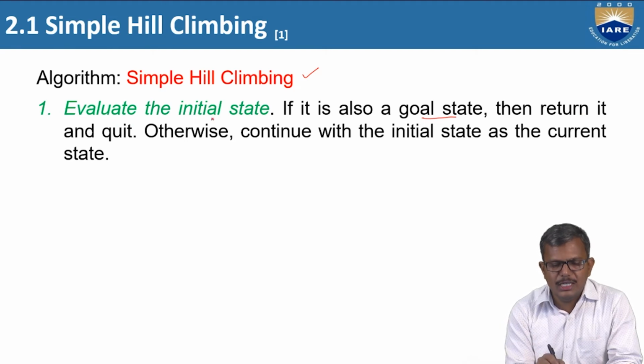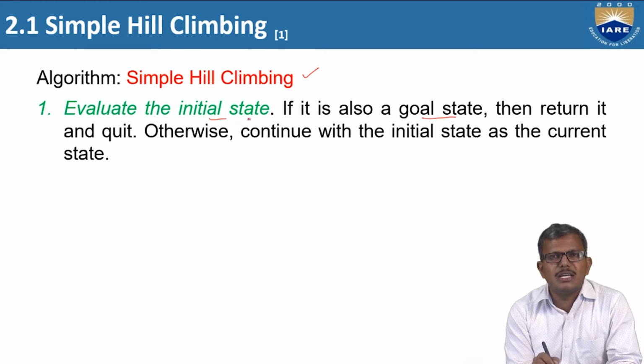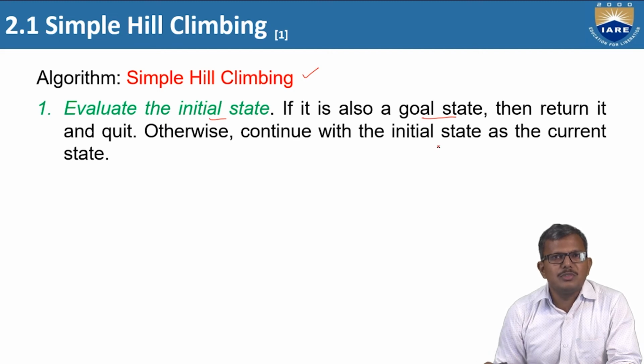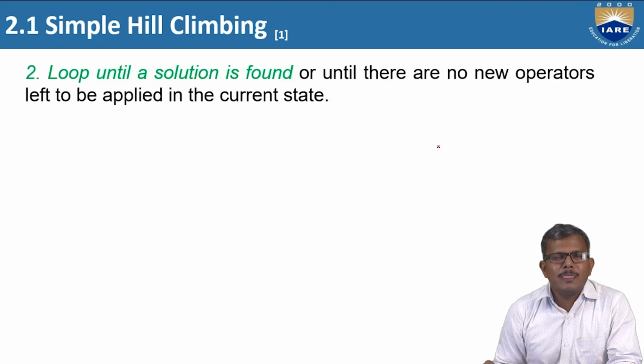Otherwise, if the initial state you have generated does not match your goal state, that means there are still some more nodes in between the initial state and goal state which you have to visit, or move towards. So whenever the initial state generated is not matching the goal state, we are not going to quit. We are going to continue this process. This is step number 1 in the hill climbing approach.